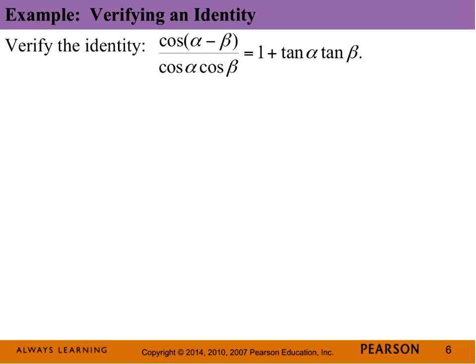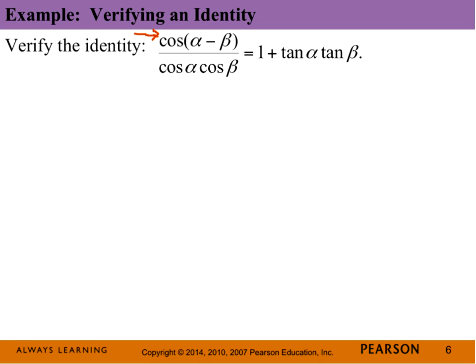All right, so this particular problem poses a little bit more of a challenge, so maybe it'll feel a little more interesting for you. With these sorts of problems, you have to be clever, and you have to really know your previous material to be able to see how to move forward with verifying this identity. So the first thing that jumps out at me is that I have a cosine of alpha minus beta in the numerator.